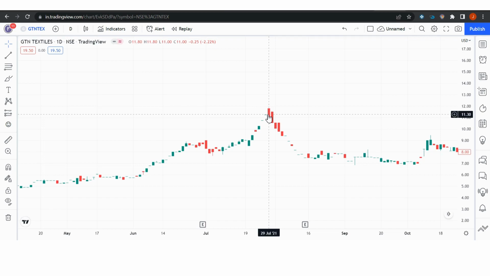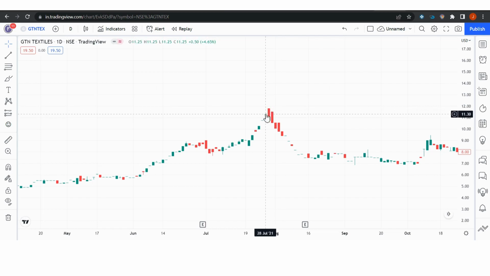Okay, I hope I'm making some sense. So see, here the price was 11.25 and here the price is 11.8, the upper circuit. Once it hit an upper circuit of 11.8, you cannot say for sure that it will remain at 11.8 for the entire day. It might again decrease, right? The point of upper circuit is it cannot increase further.